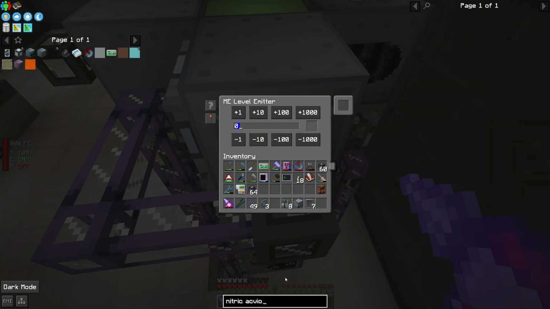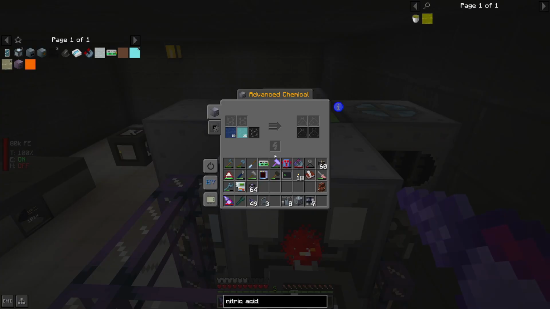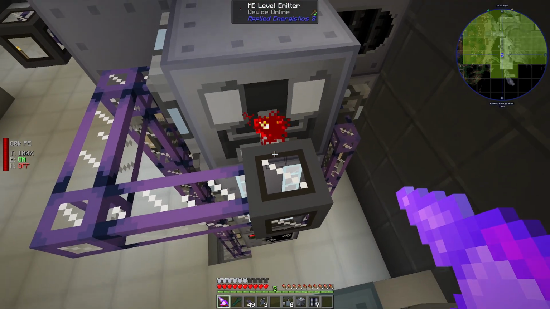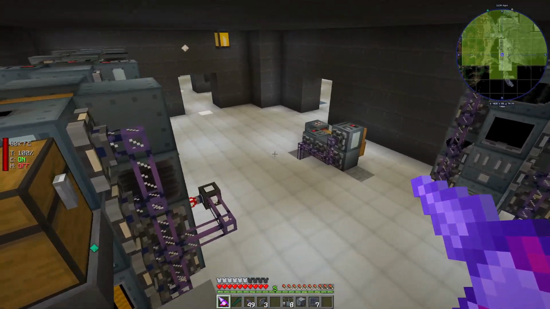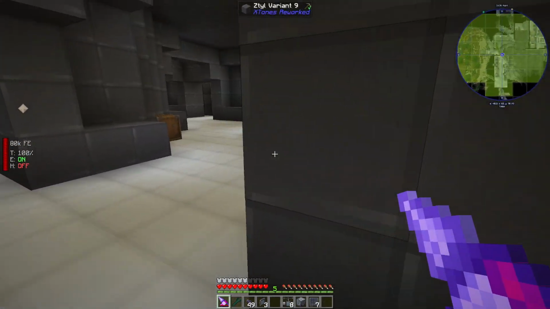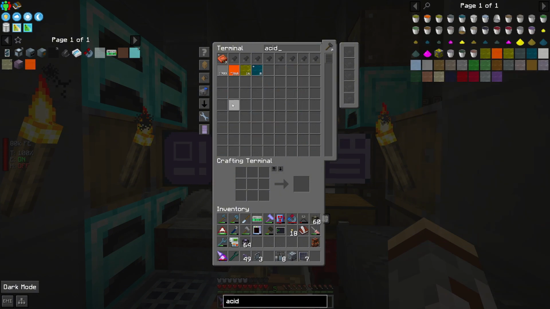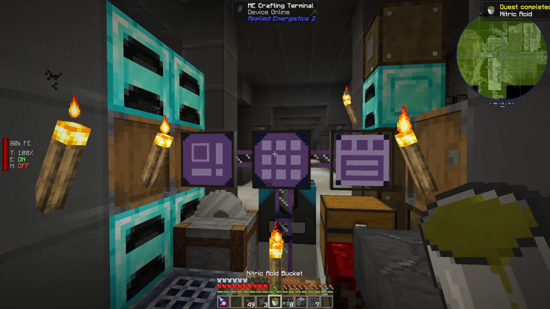And nitric acid, where it goes there. And we're going to say, I don't know, 16 buckets. Emit when those are above. Okay, well, apparently that made enough. So let's go back over here to our system, just double check on it. And there we go, nitric acid. So let's grab a bucket of that.